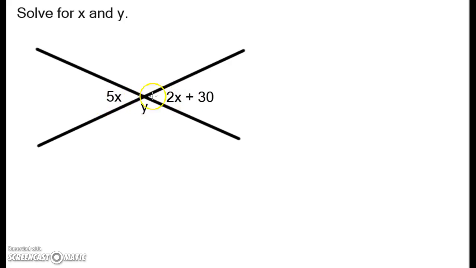And I can see right here that I have two vertical angles. So let me mark my vertical angles. We have this angle and this angle. And we know that vertical angles are congruent. So I can set these two equal to each other. And if I do that, I have an x in this and an x in this. So I have an equation that has one variable in it. So I can solve that.